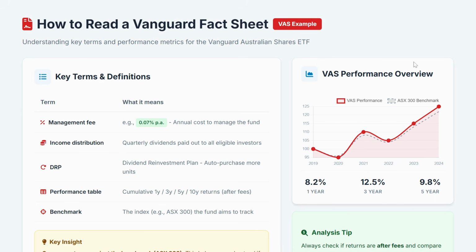Third, DRP. That's the dividend reinvestment plan. Tick the box in your broker and distributions buy more units automatically. Great for compounding. Finally, the performance table. Ignore the hype. Compare the ETF's 1 year, 3 year, and 5 year returns directly against its benchmark, which for VAS is the ASX 300. If it tracks closely after fees, it's doing its job.